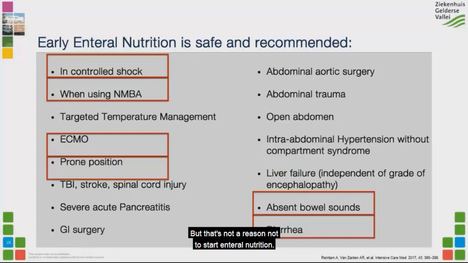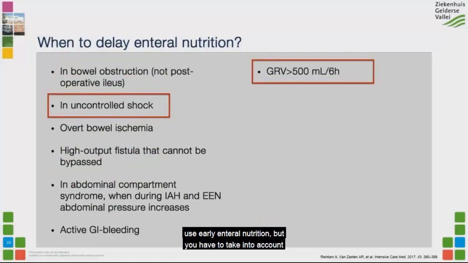But that's not a reason not to start enteral nutrition. And also diarrhea is not a reason to delay enteral nutrition. So in most, if not all, COVID-19 ICU patients, you can use early enteral nutrition. But you have to take into account some reasons to delay enteral nutrition according to these guidelines.